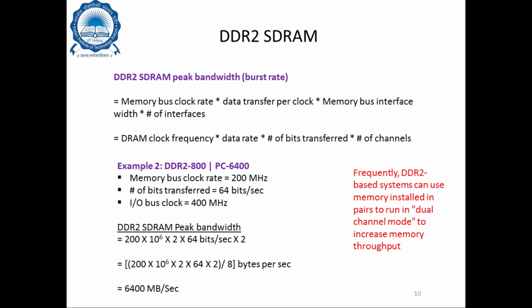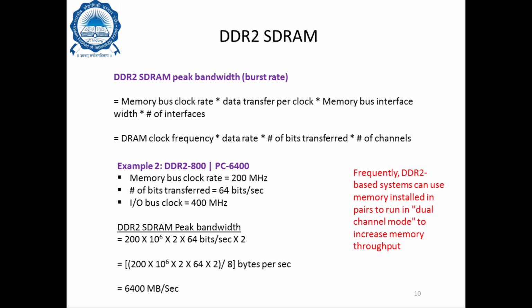The data I showed there is for DDR2 SDRAM. So far we were talking of DDR SDRAM, now we are referring to DDR2 SDRAM. So again, DDR2 SDRAM peak bandwidth can be given as the memory bus clock rate multiplied by data transfers per clock multiplied by memory bus interface width multiplied by number of interfaces, which is equivalent to the DRAM clock frequency multiplied by the data rate multiplied by the number of bits transferred multiplied by the number of channels. So given by the spec that you have, the memory bus clock rate is 200 megahertz, the IO bus clock is 400 megahertz, and the number of bits transferred is 64 bits per second.